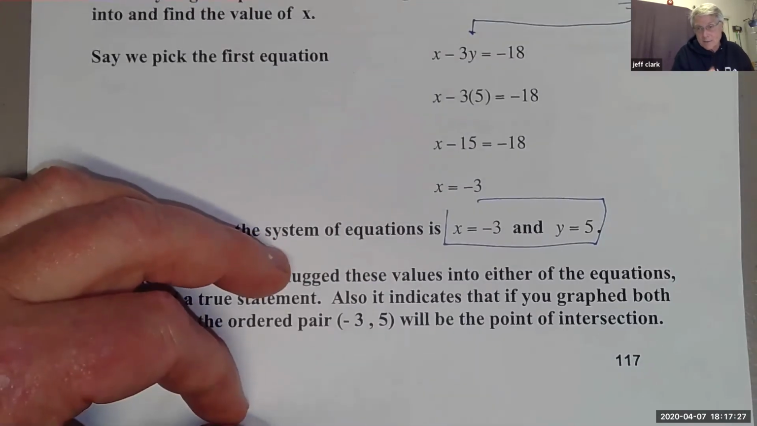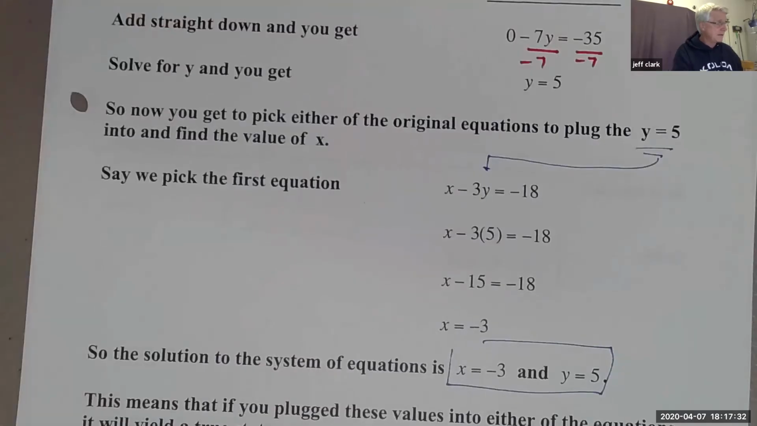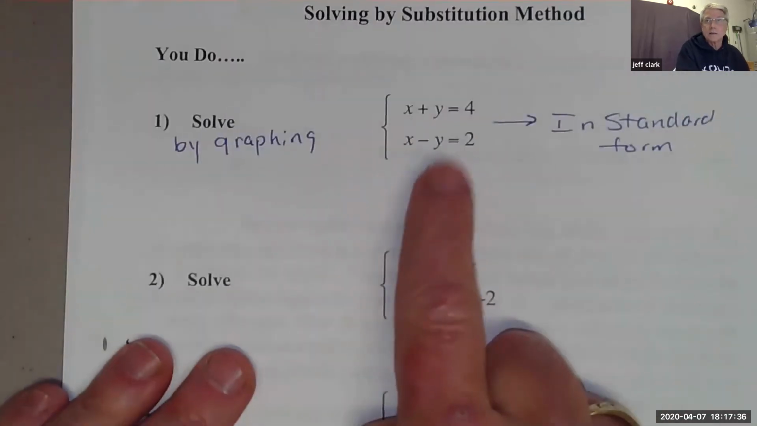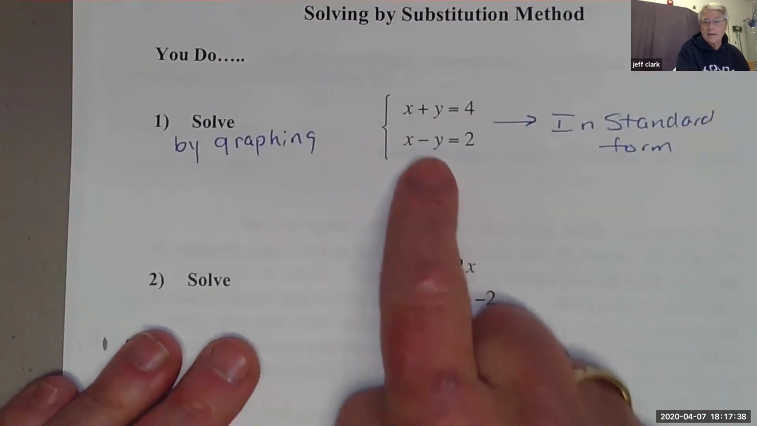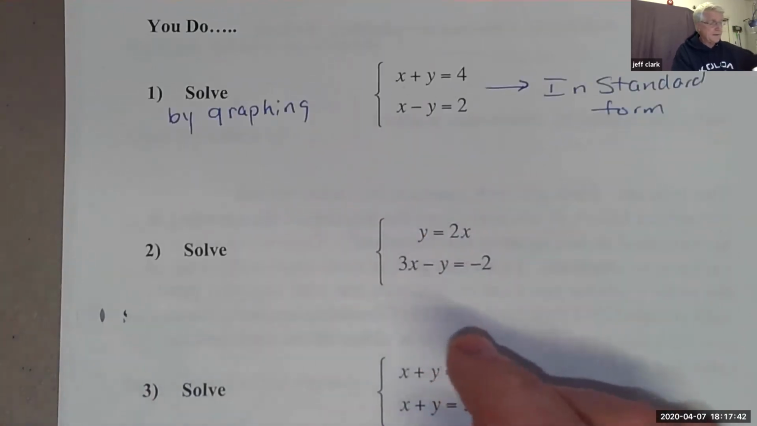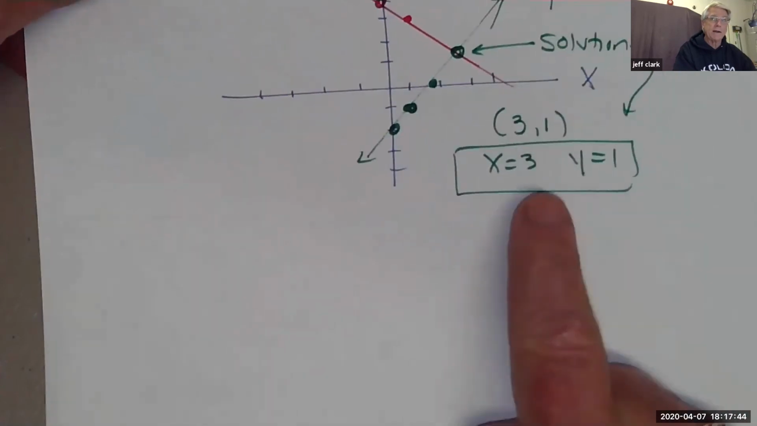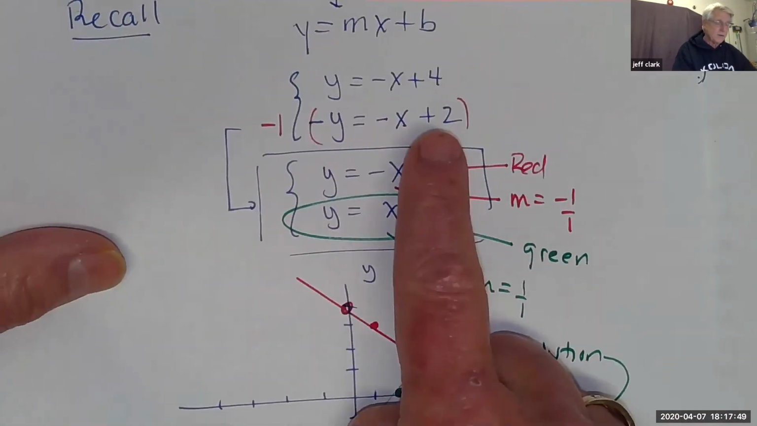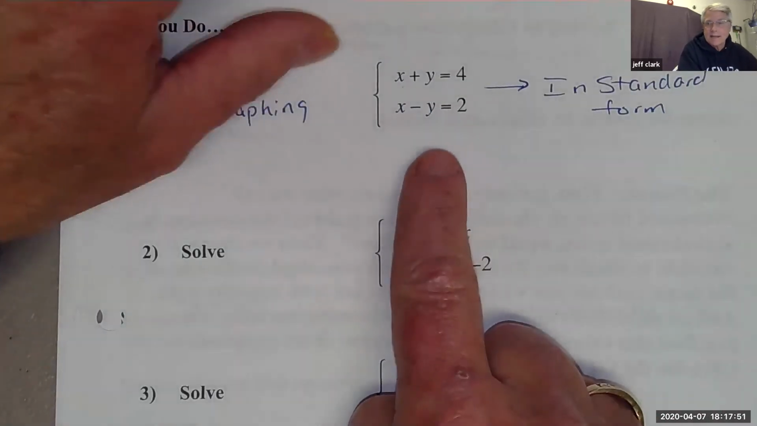Let's go back to that original. Let's go back to the one that I did, which was right here, and do that in substitution. I found the answer by graphing. See, here's the answer by graphing right here. We just did that one. So now I'm going to go ahead and do this by the elimination method.